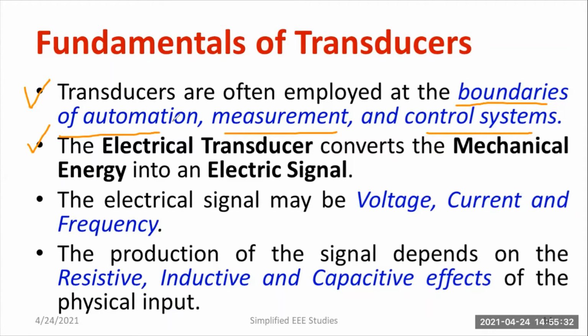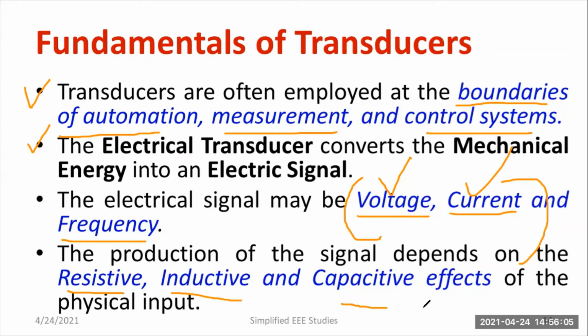Usually in the case of an electrical transducer, mechanical energy will be converted into an electrical signal. That is happening in the case of the transducer. The electrical signal may be in the form of voltage, current, or sometimes frequency. Usually voltage and current will be the electrical signal. That means the output of the transducer is normally voltage and current. Then how will this process be converted? We have to become familiar with different types of processes. For example, resistive effect, inductive effect, capacitive effect. For example, if I talk about a strain gauge, it works based on the resistive principle.